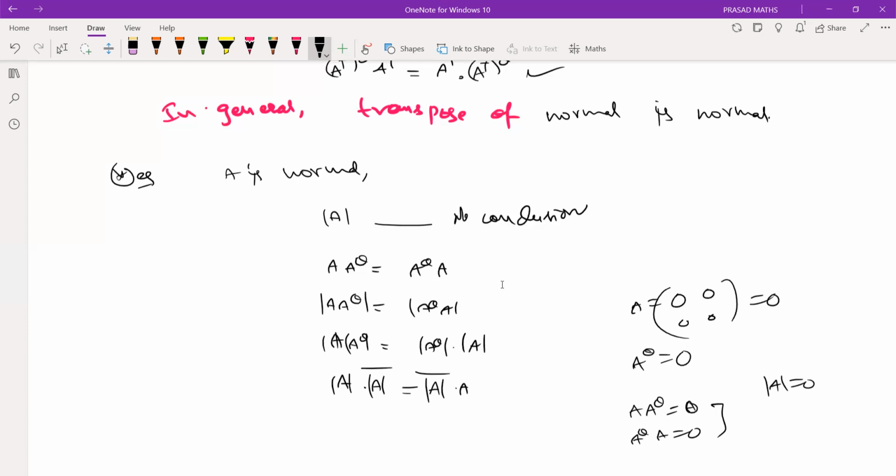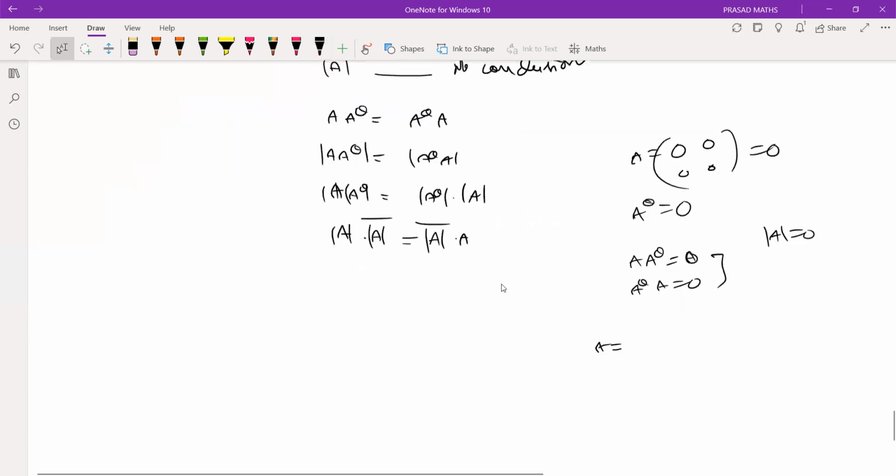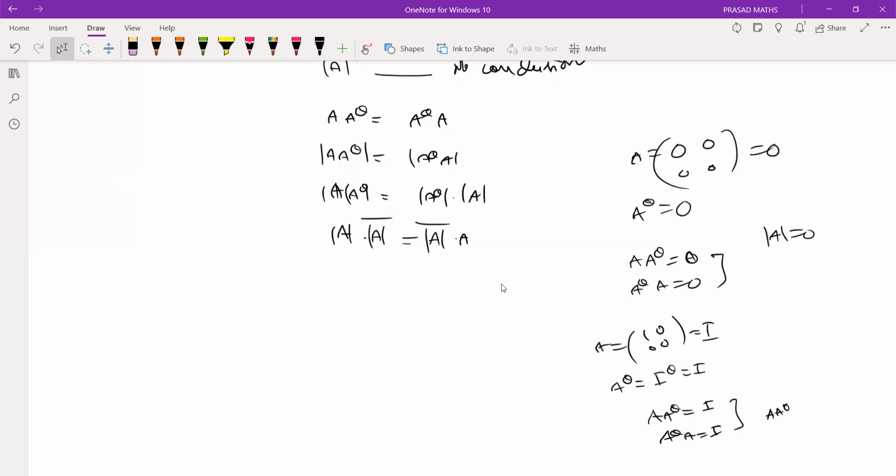Understand? Suppose A is an identity matrix. Is it normal? What is A theta? The same matrix, the identity matrix. I theta equals I itself. Therefore, A into A theta equals I, and similarly A theta into A equals I. Both are the same. Therefore, it is normal. What is the determinant here? The determinant is one, which is non-zero. Therefore, A is a non-singular matrix. In this case A is non-singular, and in the earlier case A is singular. Therefore, there is no conclusion for the determinant.